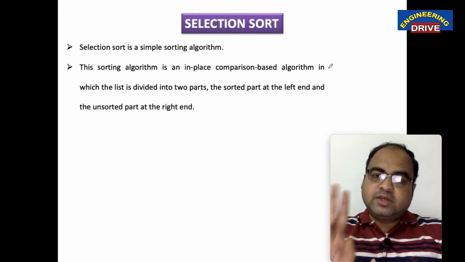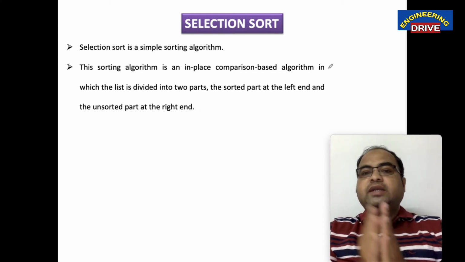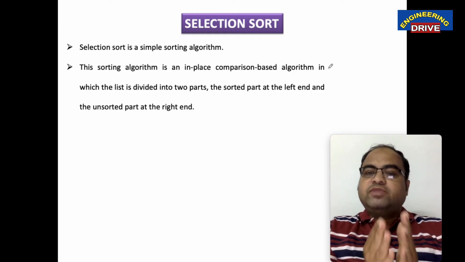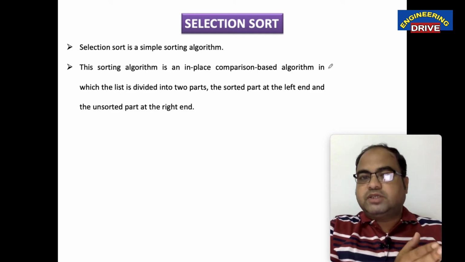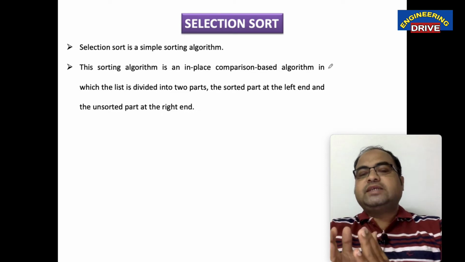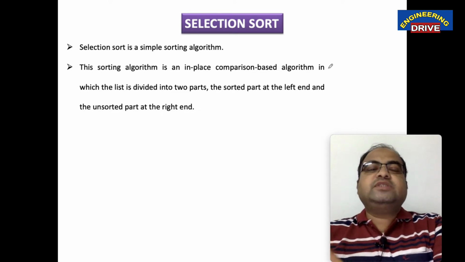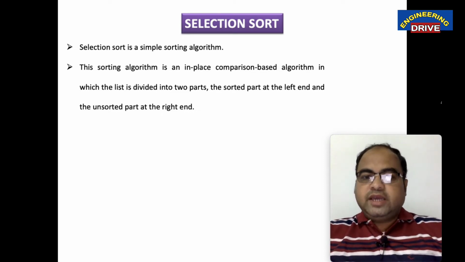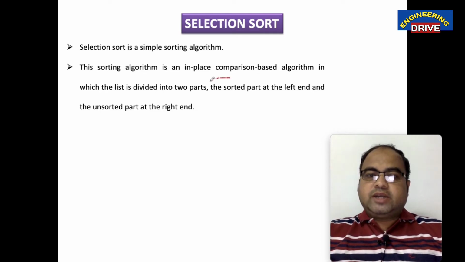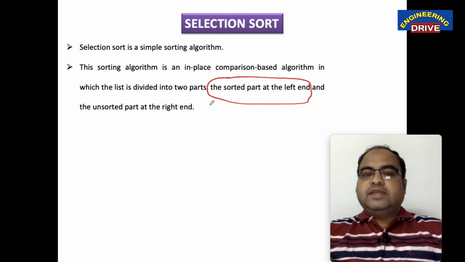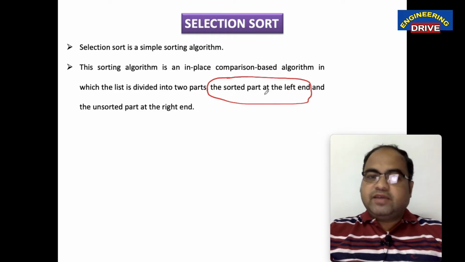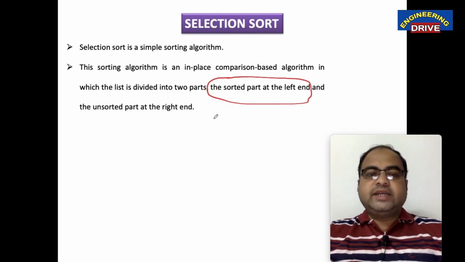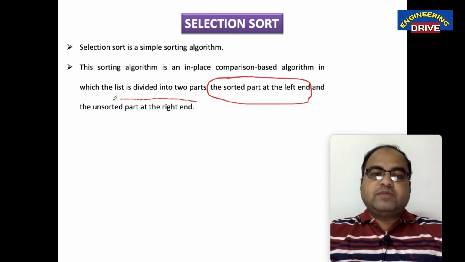How many parts? Two parts: left part and right part. The left part of the array is the sorted list of numbers, which is our output. The right side of the array is the unsorted data, which is the input. Here it is clearly mentioned: the sorted part at the left end. You can see here, in this array, the sorted part will be at the left end, which we are going to get. And where is the unsorted part, which is the input? It is at the right side of the array.